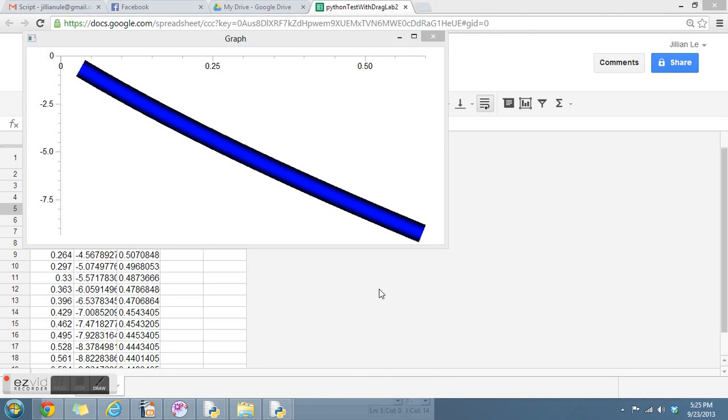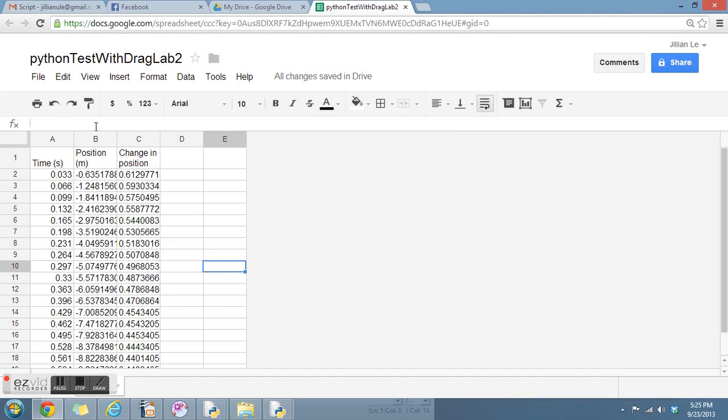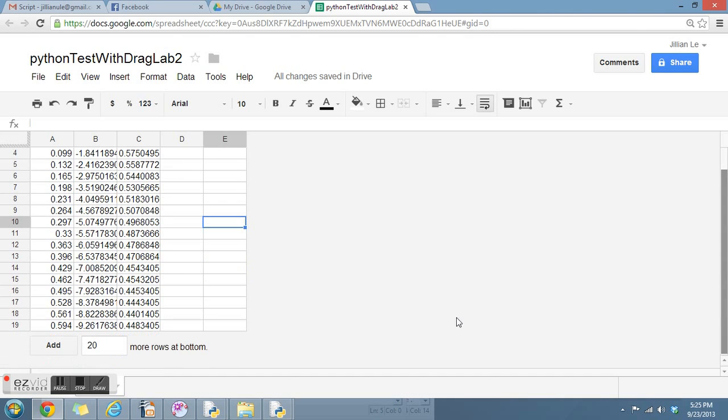This is what our model looks like with a non-zero net force. Looking at the difference between data points, we also see at the end here they are relatively equal, indicating that we reached terminal velocity in a shorter amount of time.